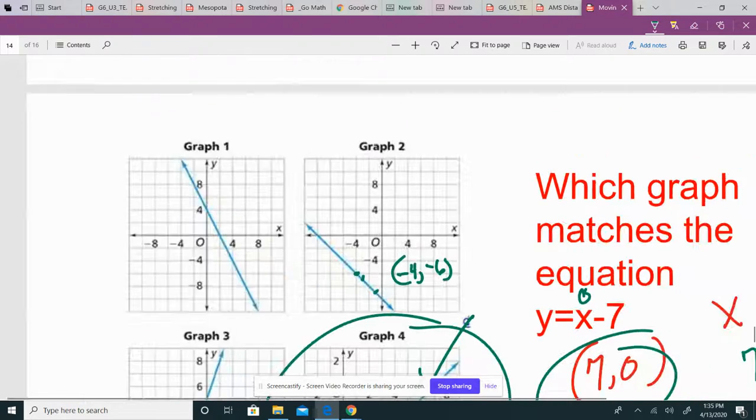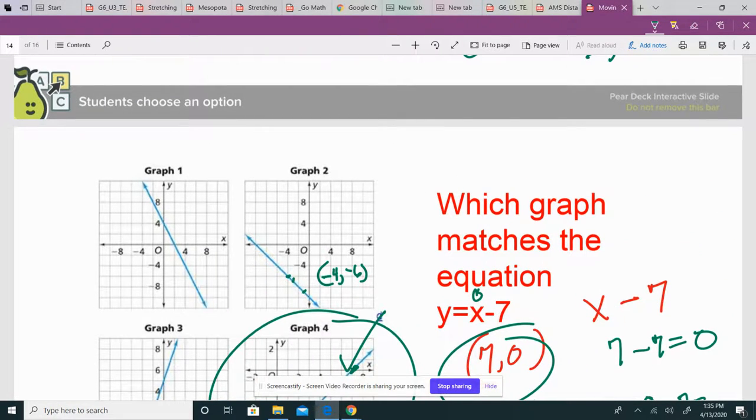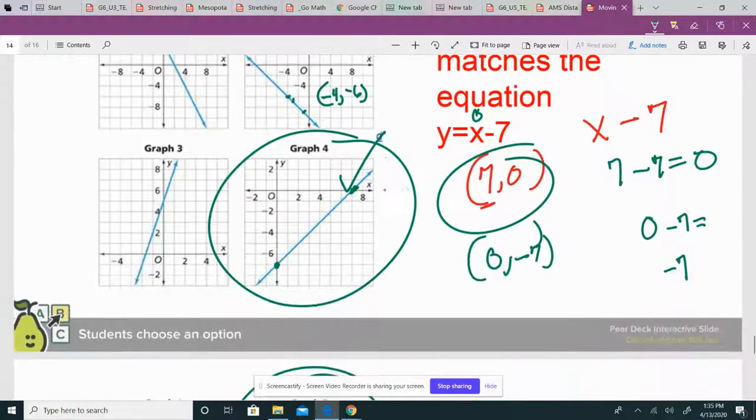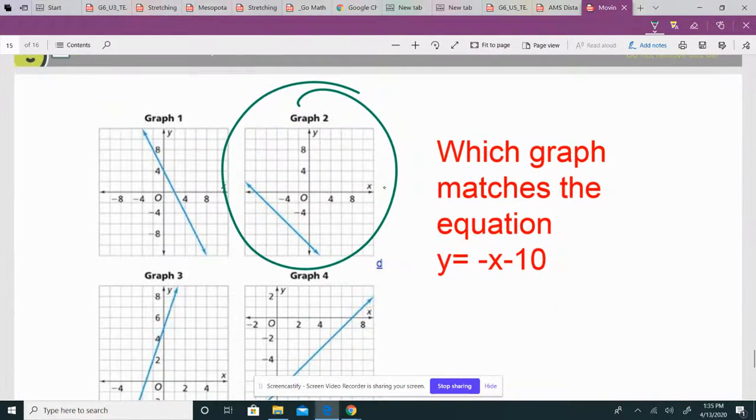No. So what I have to do is I have to do two things. I have to first see what's the coordinate point. So seeing the coordinate point is like saying, what is x? What is y? A point anywhere on this line. Then I need to go ahead and plug in the equation and see if that works. And then the last one, negative x minus 10, is graph 2, and you use the same technique.